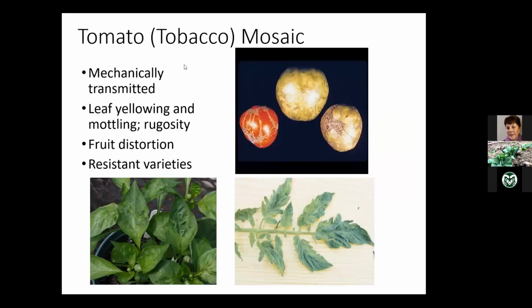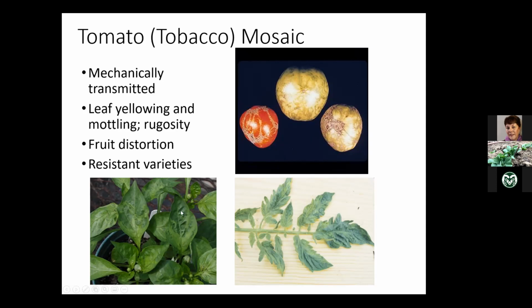So tobacco mosaic virus is mechanically transmitted. It can also be moved by pruning materials, your pruning equipment, things like that. And again, there are resistant varieties. It causes fruit distortion. You can see this, but you can also see the ring spots, as in this top tomato here. You can see this kind of scarring across the tomato surface. You can get some leaf yellowing in the bottom right picture here with the tomato leaves. You can see the yellowing versus the dark green color of the tomato leaves.